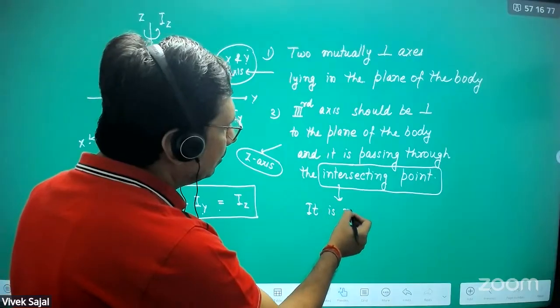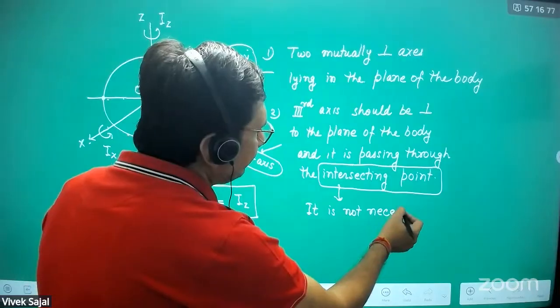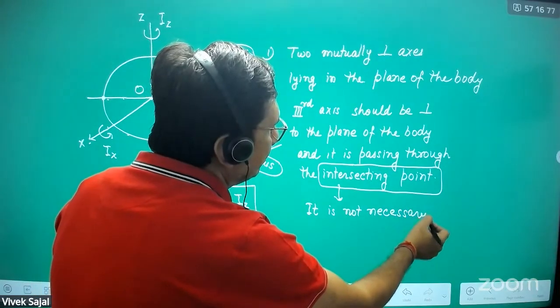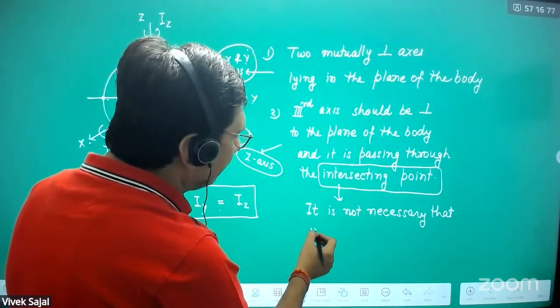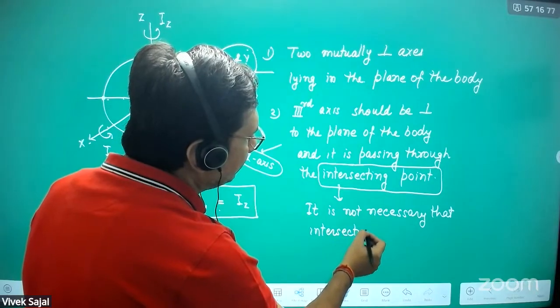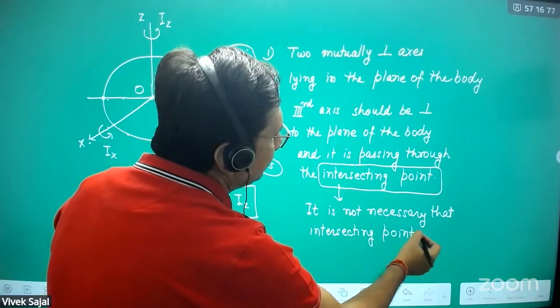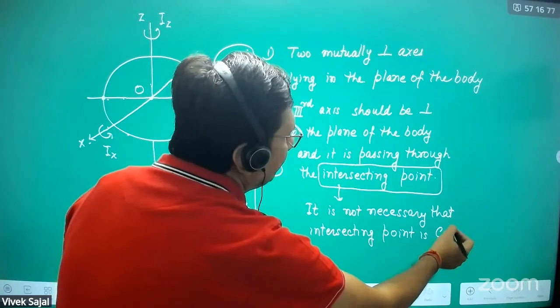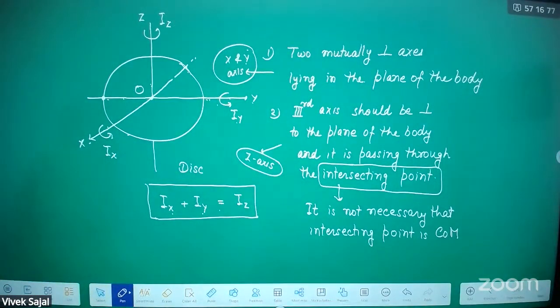It is not necessary that the intersecting point is the center of mass. It can be anywhere. ठीक है ना? You can choose it anywhere. Is it clear?